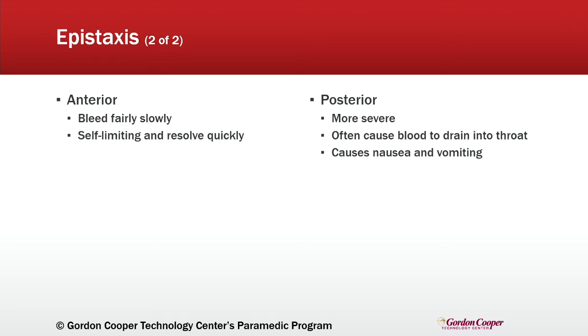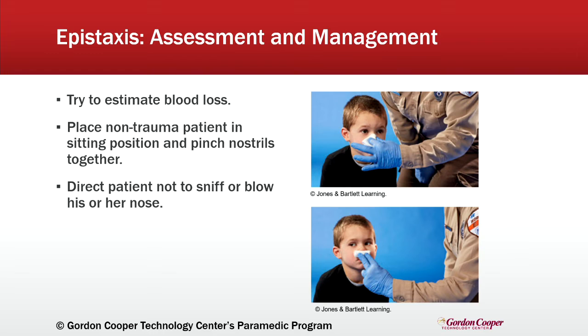So there's two different types. The two types are anterior, which is the most common type, and this type usually resolves itself on its own pretty quickly. The other type, however, the posterior type, is usually more severe, and the main problem with it is the blood has a tendency to drain towards the back of the patient's throat and into the stomach, and may cause nausea and even vomiting if the bleeding is severe enough and lasts for long enough.